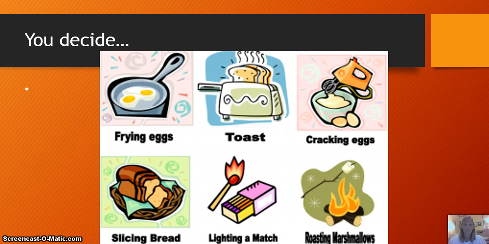Cracking eggs. Physical or chemical? Slicing bread. Physical or chemical? Lighting a match. Physical or chemical? And last but not least, roasting marshmallows.